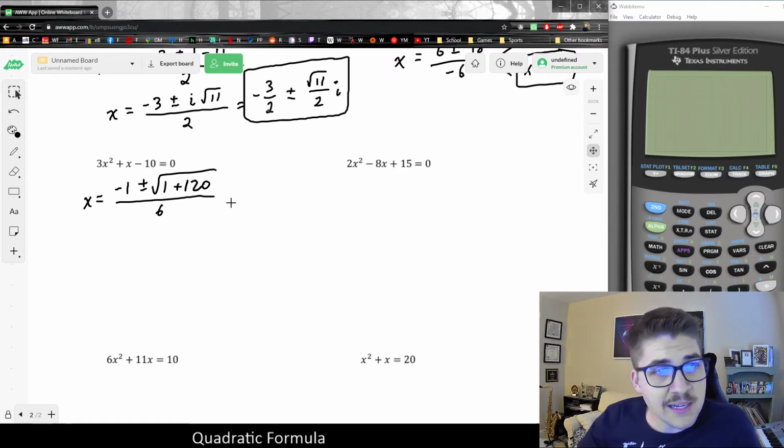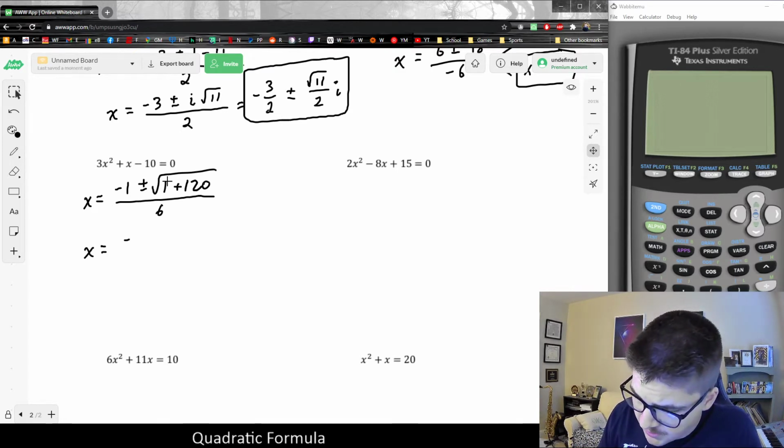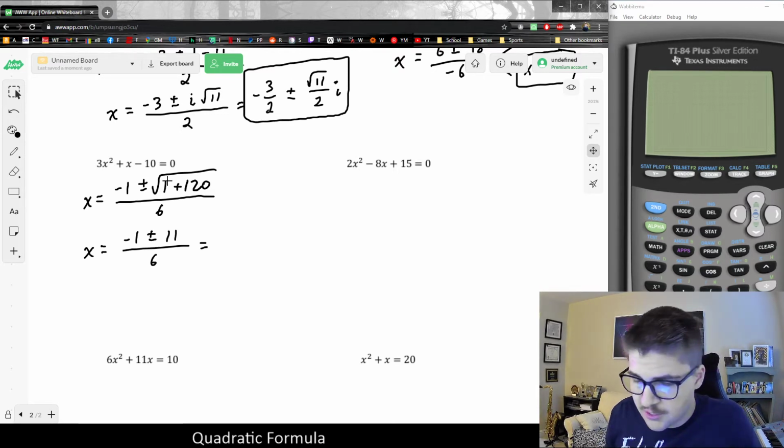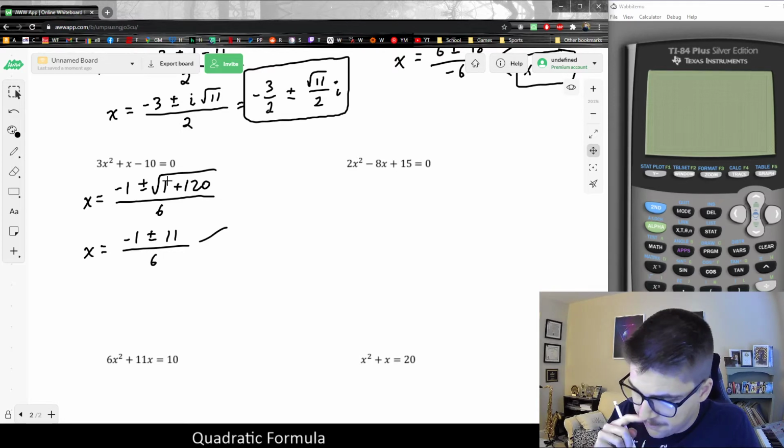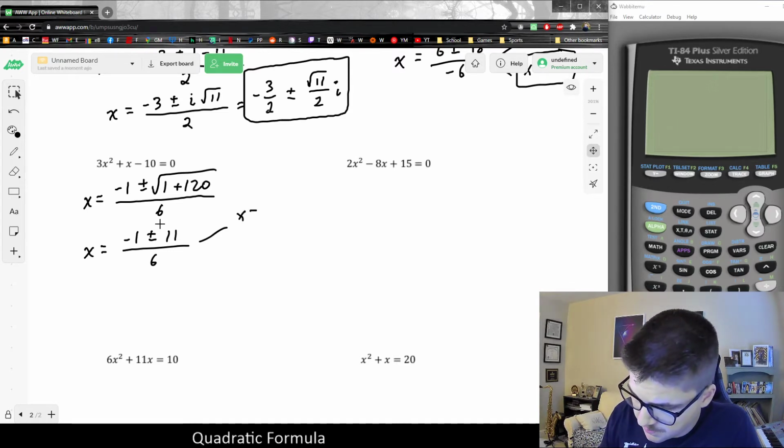And here, the discriminant again is going to be 121. That's another perfect square. So whenever we get a nice perfect square, it means that our answers will be rational. So here I'm going to get negative 1 plus or minus square root of 121 is 11 over 6. And it will result in fractional answers, but that's okay. So I'll either have negative 1 plus 11 would be negative 10 over 6, which would reduce by 2 down to negative 5/3.